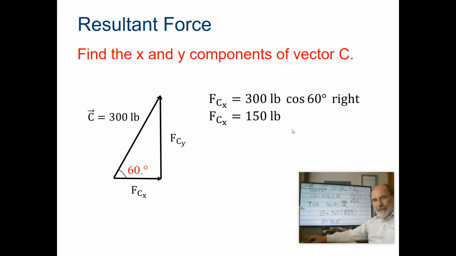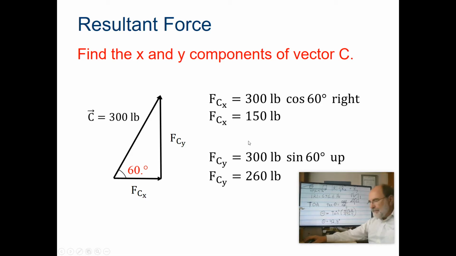Using trig, the sine component of the hypotenuse, I should say the hypotenuse times the sine of theta, will give you the opposite leg of this right triangle. And they're rounding it off, unlike what I did, and calling it 260 pounds. Great. This is vector C resolved into its x and y components.